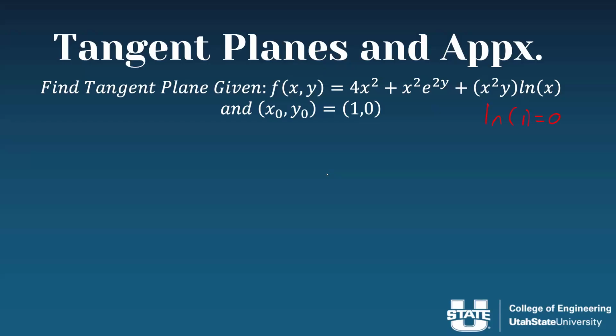To clarify, x naught, y naught is the center of your approximation, and then x and y is outside of that. So we take the partial first and then plug in? Yes. Yeah, so you need to evaluate your partials each time.